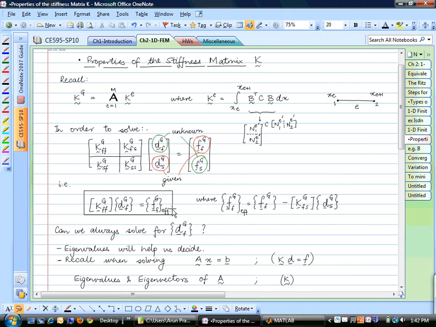Obviously, it depends upon what matrix you have. If the matrix is singular, what does that mean? The determinant of that matrix would be 0. But does that mean that the solution doesn't exist, or what does it mean?